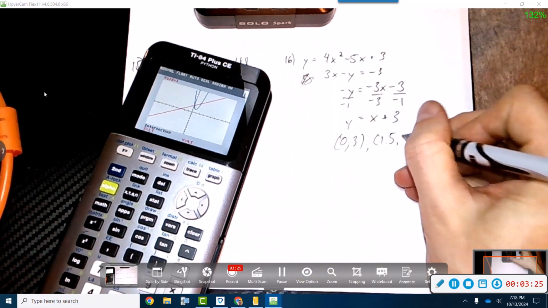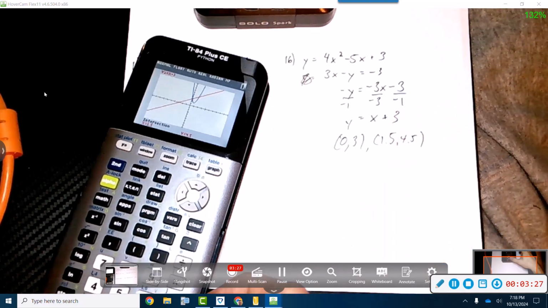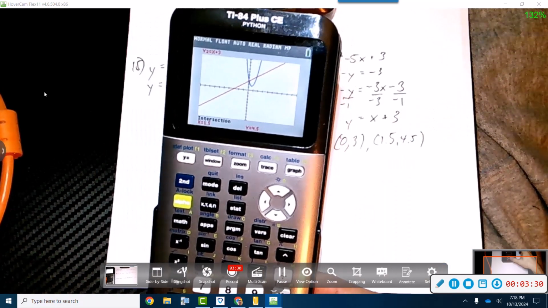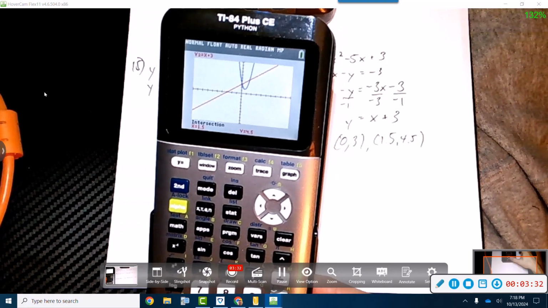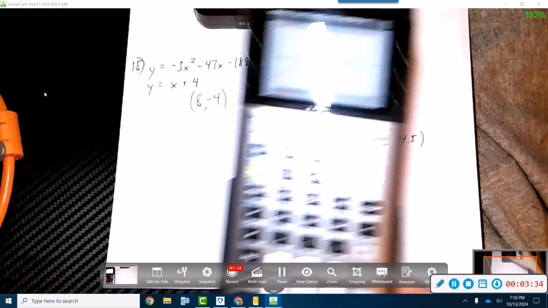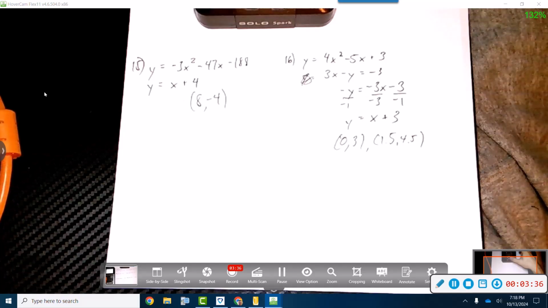Okay, that's where the intersection feature is fantastic, because it'll do the decimals for you. It's not easy to see when it's not perfect. It's got to be perfect in order to use your eyes. All right, so that's that one.